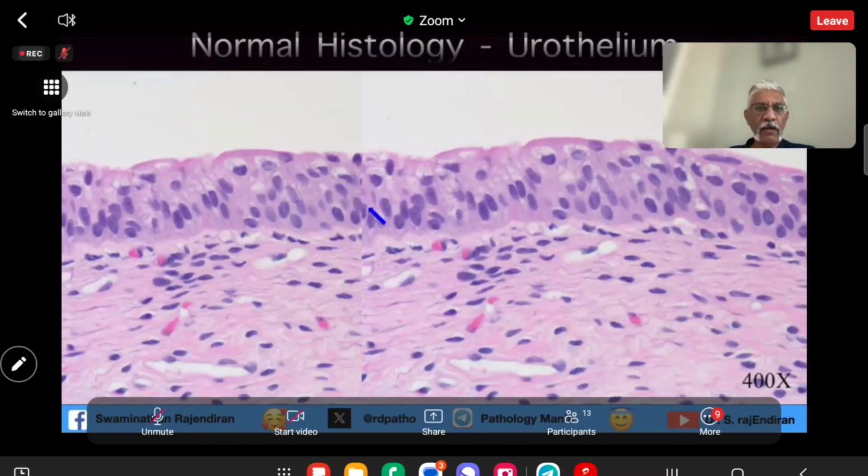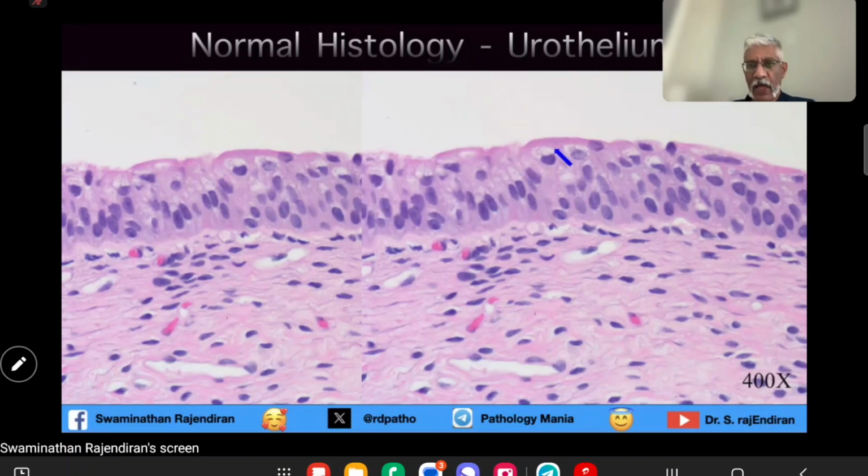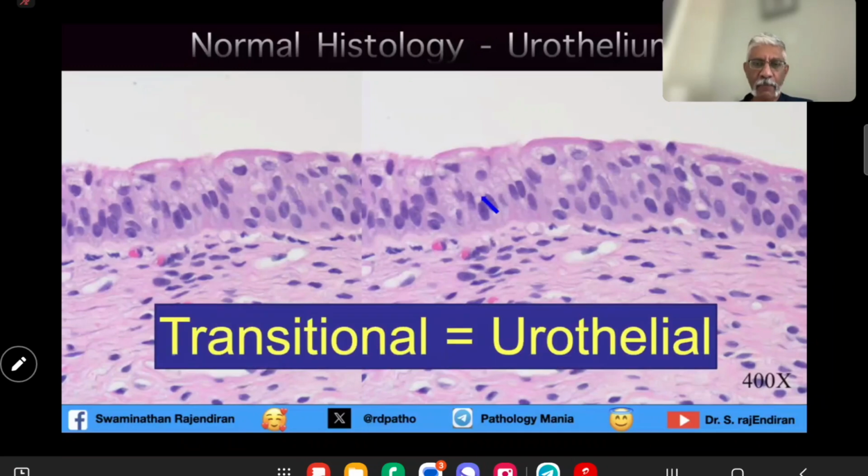The bladder is lined by a specific type of epithelium that prevents the urine from coming into the blood and mixing with the blood, and that is called the urine-blood barrier. We all know the blood-brain barrier, but the urine-blood barrier is also important, and that's made by urothelial cells. They are of varying thickness. Previously they were called transitional, because depending upon the status of the bladder, they take different shapes. When the bladder is full, they will be flat. When the bladder is empty, they will be columnar.